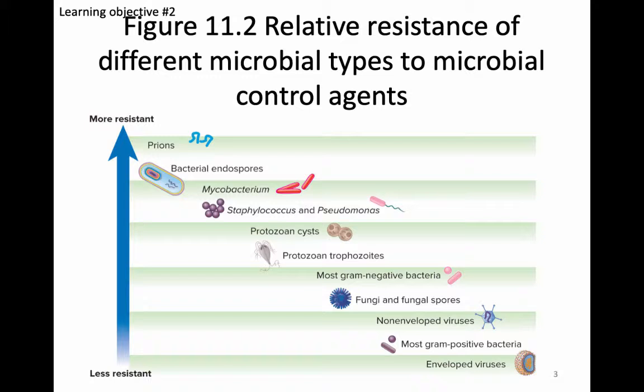So I'd just like to point out things that we've learned about in this class. We have enveloped viruses and non-enveloped viruses. So those are both relatively easy to kill or deal with through chemical or physical means. Gram-positive and gram-negative bacteria. We have the gram-negative bacteria being more difficult to kill, mostly because of that double membrane and the cell wall. So there's kind of three layers to penetrate.